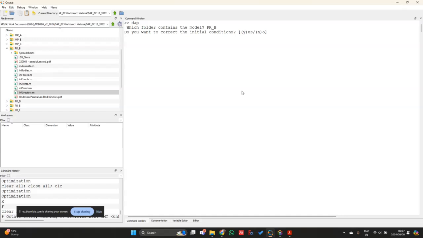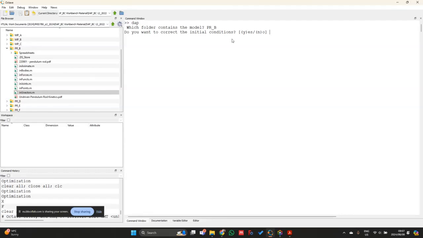Then it asks, do I want to correct the initial conditions? And I can choose either yes or no. Usually it's best practice to correct these initial conditions, mainly to ensure that there is continuity between the bodies once these problems are being solved.